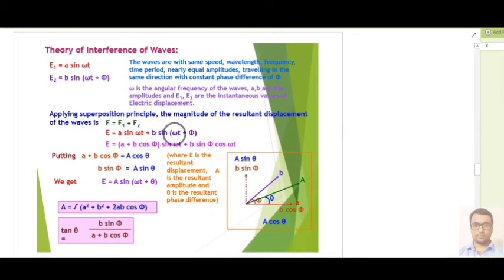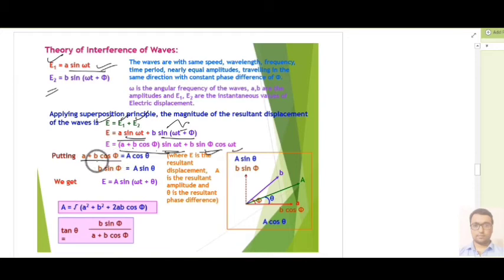And here we have the theory of interference of waves. Suppose one wave has amplitude E1, given by A1 sin omega t, and the second wave has amplitude E2, given by B sin(omega t plus phi). Then we know that by superposition both waves will be added, y1 plus y2. We know sin(A plus B) is sin A cos B plus cos A sin B. If we take sin omega t common, we will get the expression (A plus B cos phi) sin omega t plus B sin phi cos omega t.